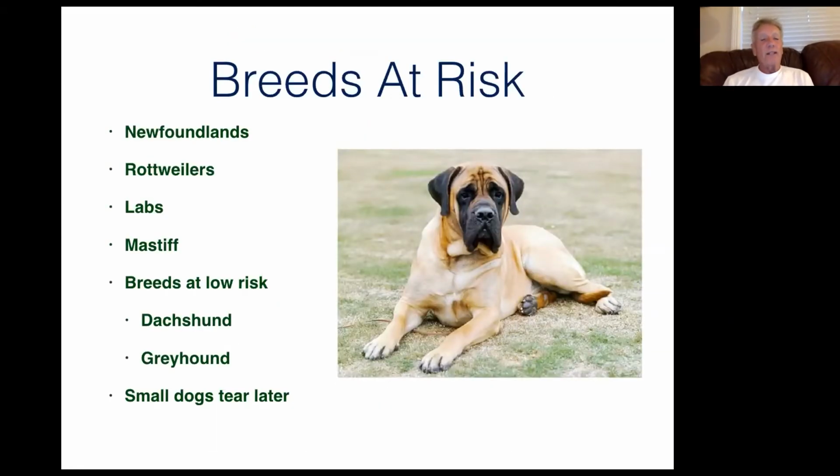So, breeds at risk. With the Newfies, in fact, there's a gene that has been identified. If the Newfie has this gene, they're more prone to tearing the cruciate. The Rotties, the Labs, Mastiffs. How about the Pitties? Those dogs are all prone to risk.